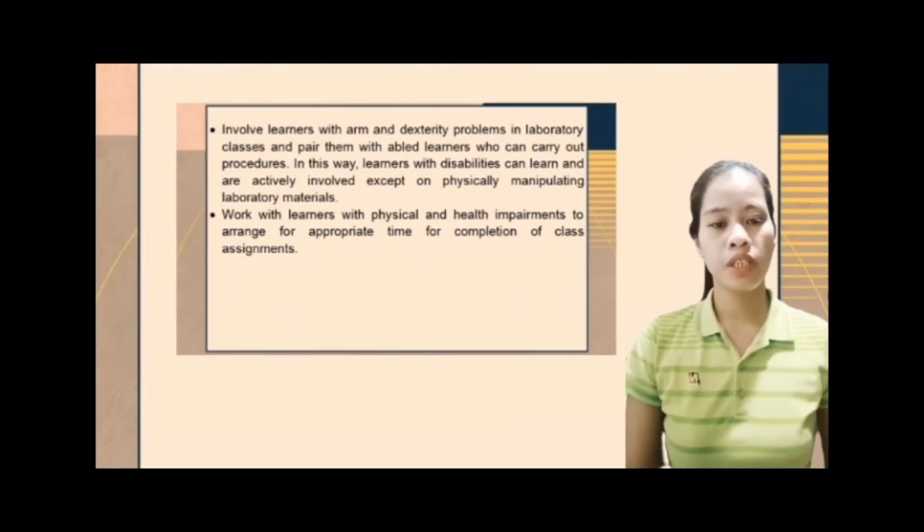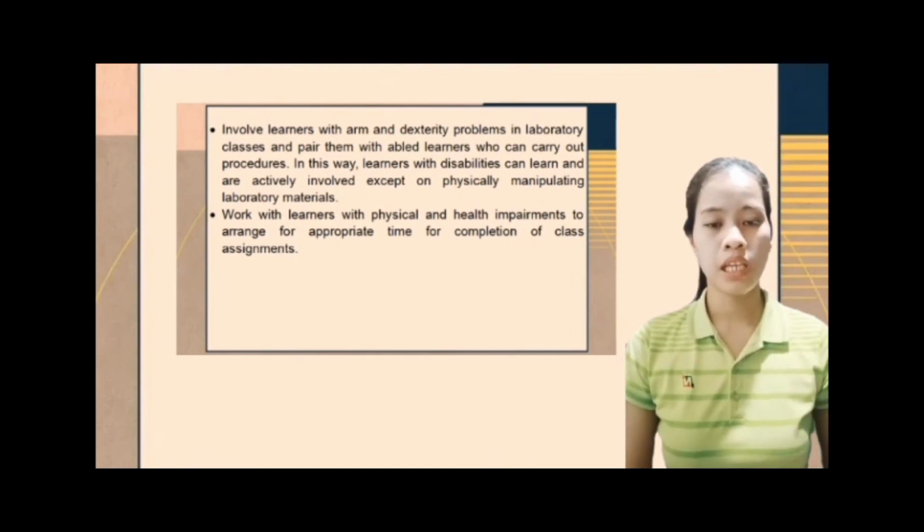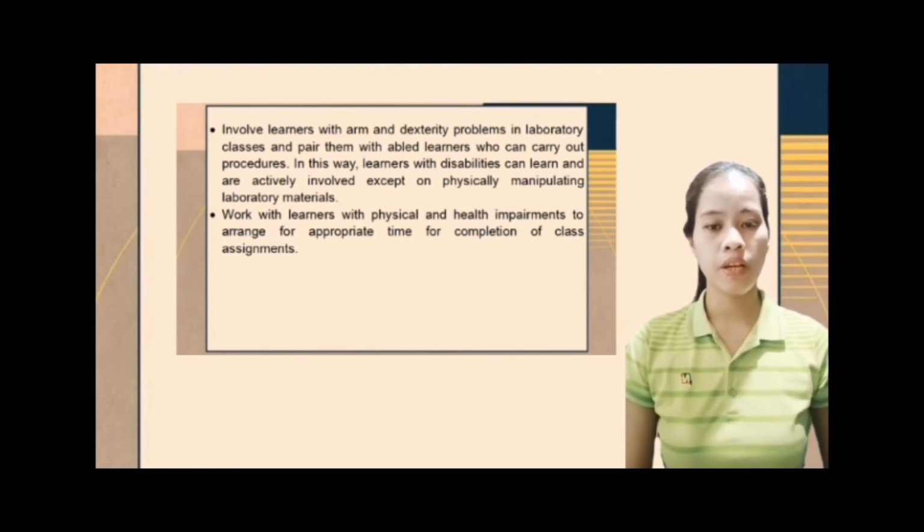Involve learners with arm and dexterity problems in laboratory classes and pair them with able learners who can carry out procedures. In this way, learners with disabilities can learn and are actively involved except on physically manipulating laboratory materials.